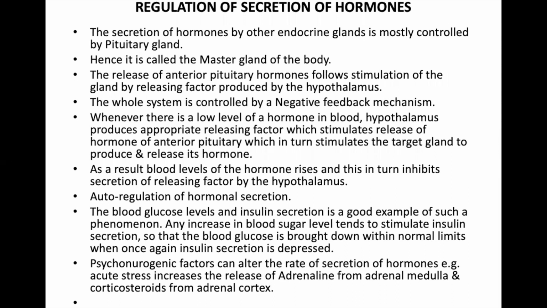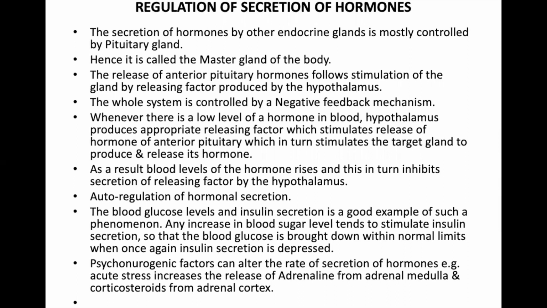So the secretion of the hormones by endocrine glands is controlled by the pituitary gland, and therefore the pituitary gland is called the master gland. So what is the master gland of your body? The pituitary gland. The anterior pituitary hormones follow the stimulation of the gland by the releasing factor produced by the hypothalamus.